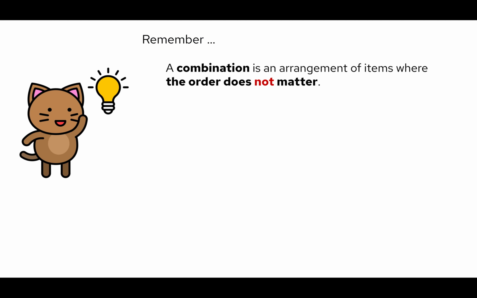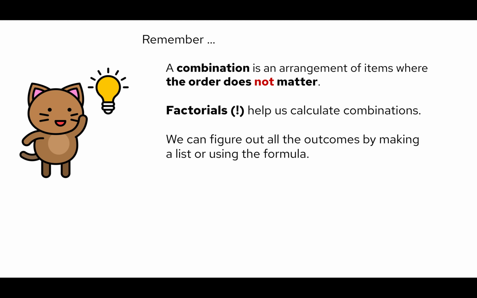So remember, a combination is an arrangement of items where the order does not matter. It's the opposite of a permutation where it does matter. Factorials can help us calculate combinations, and we can figure out all the outcomes by making a list or using the formula. And the formula is actually the faster way. So there's our formula. And even though it looks a bit sophisticated, we know that it's not hard to use at all. I hope that this helps you understanding combinations.